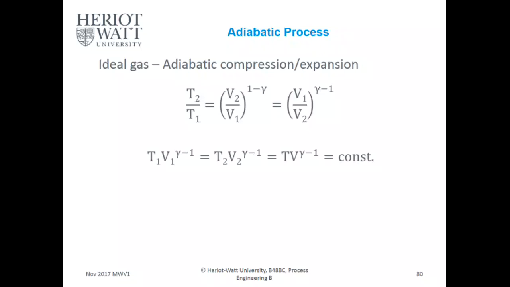And T1 V1 to the gamma minus 1 equals T2 V2 to the gamma minus 1, and the general equation will be T V to the gamma minus 1 equals a constant.